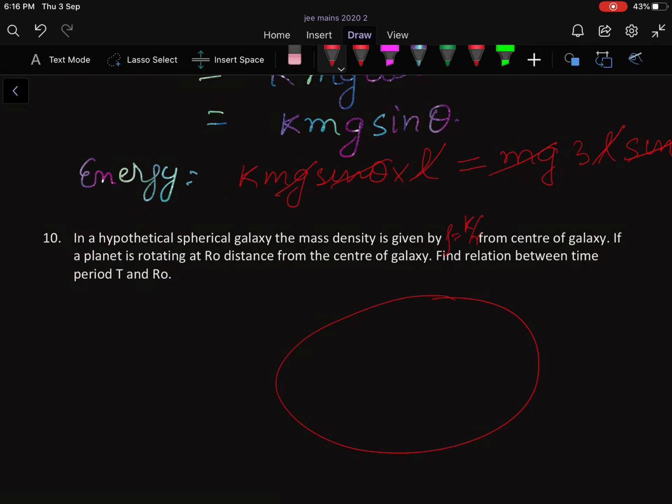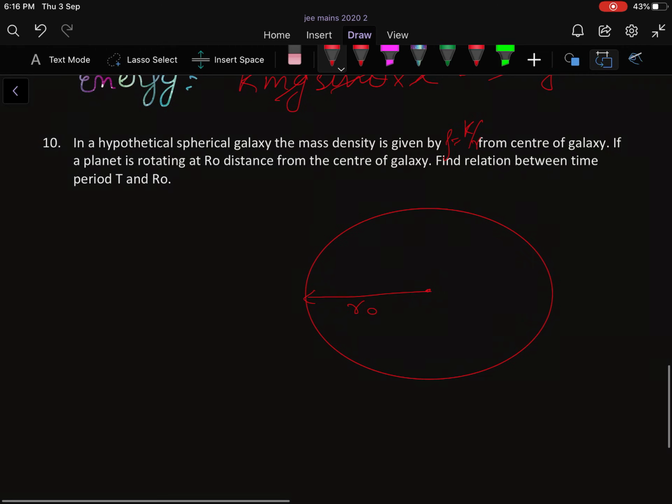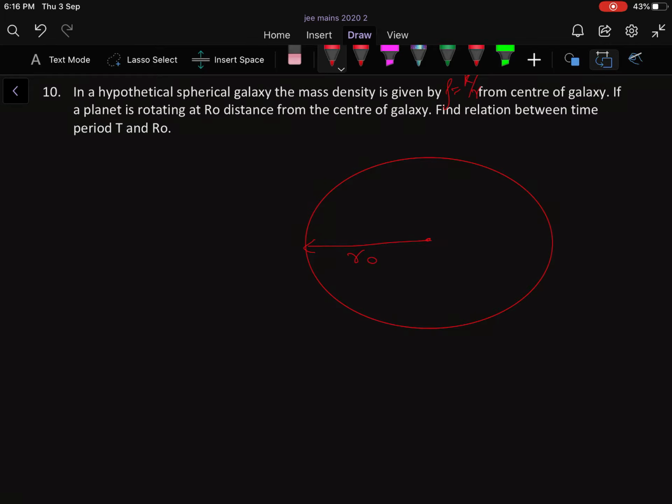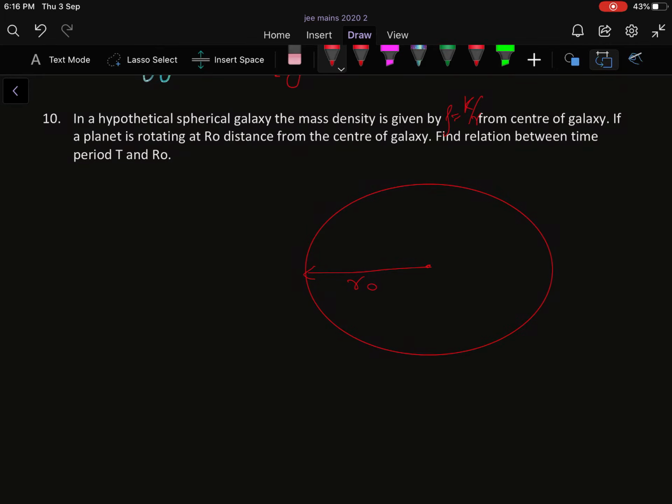So this is the galaxy, assume this is the galaxy, and this is r0 from the center. In space the figure is 3D, so we know we have to balance the gravitational force and the centrifugal force.